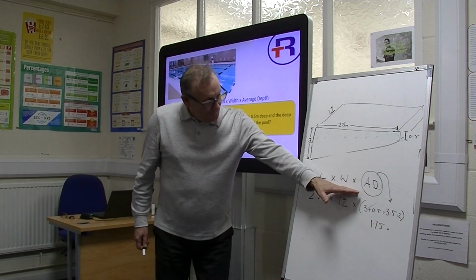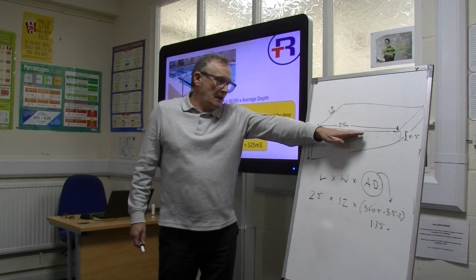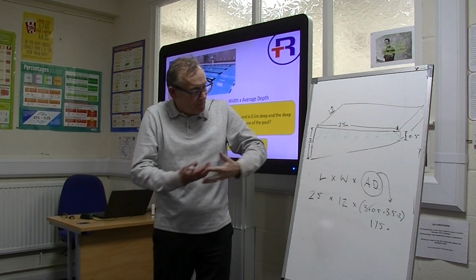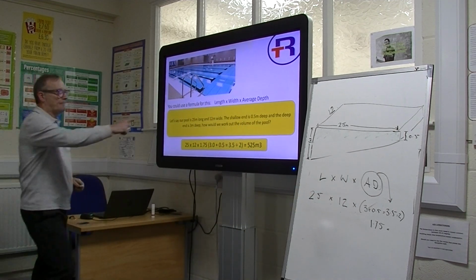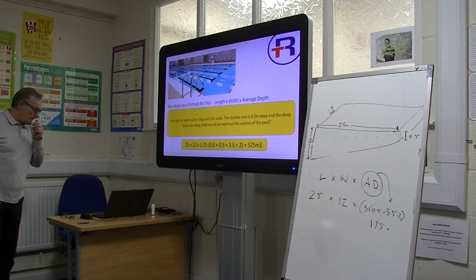If you can remember the formula, brilliant. It's quicker than working out the rectangle and the prism and adding them together. It's a lot quicker, but you've got to remember that bit, the average depth bit. Okay?